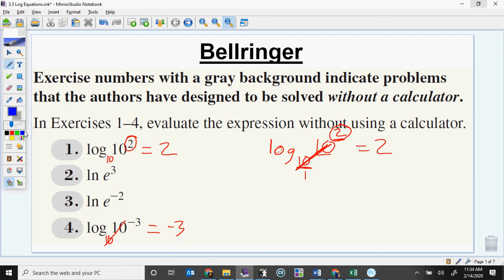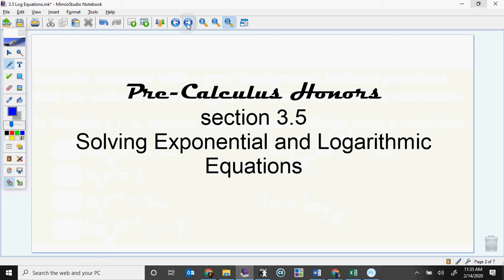For the other two, they say ln. Well, ln is the same thing as log base e. Well, that means the base is e, the base is e, e's cancel out, and I got 3. E's cancel out, negative 2. So whenever I have natural log of e, it's just the exponent. Whenever I have just log base 10 of 10, the answer is just the exponent.